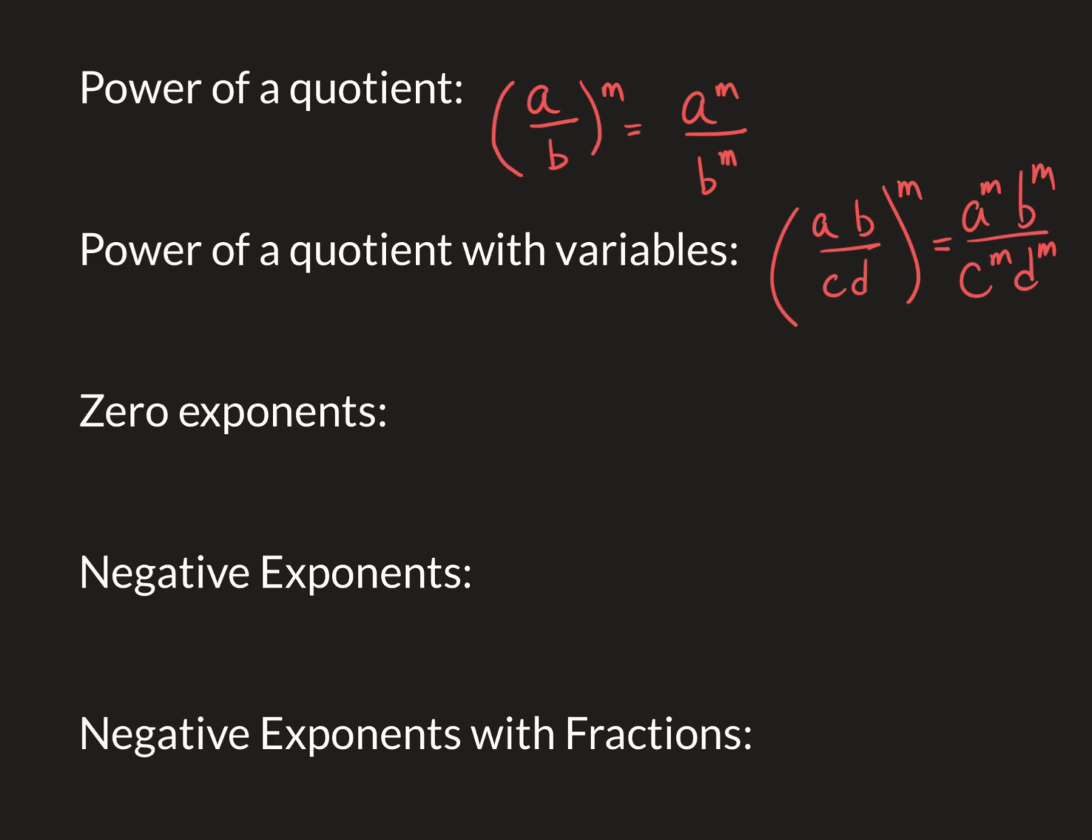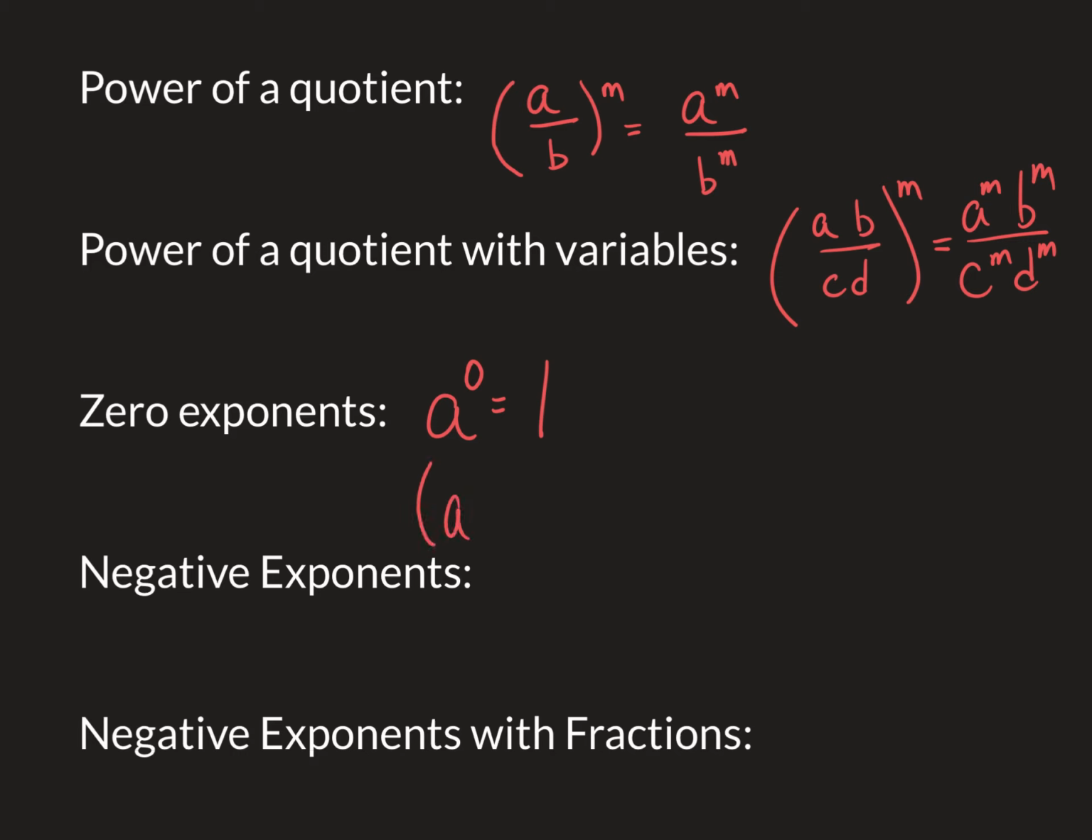Next, we're going to zero exponents. The next rule, zero exponents. If you have any non-zero number, so that's going to be A, and that non-zero number is raised to the zero power, then the answer will always be 1. Students will always say, well, the answer is going to be 0. No, the answer will always be 1 if you raise anything to the zero power.